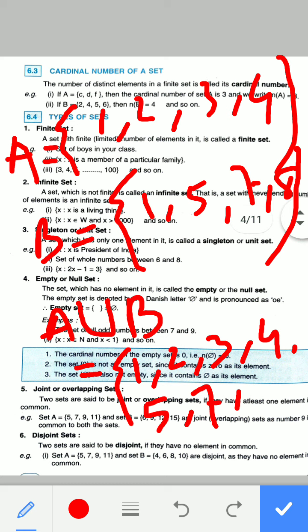So all the definitions you have to learn and remember. In the next video I'll do a few sums. Okay, thank you all.